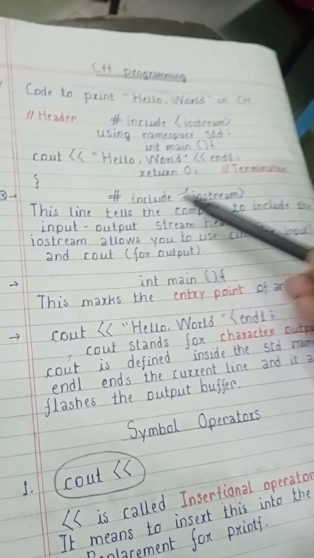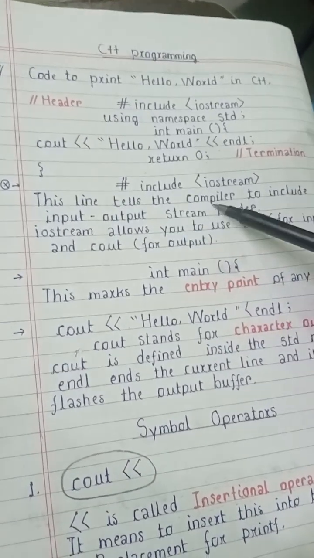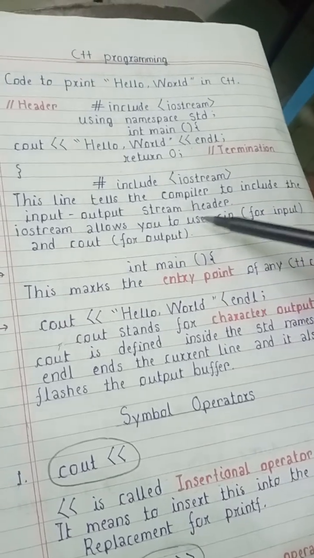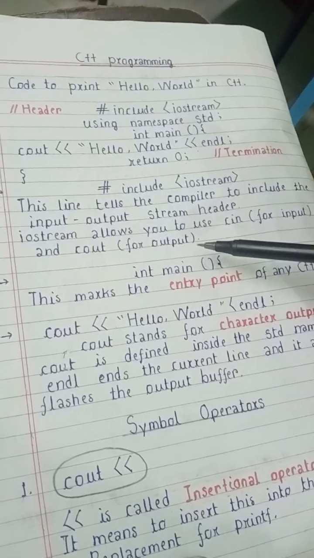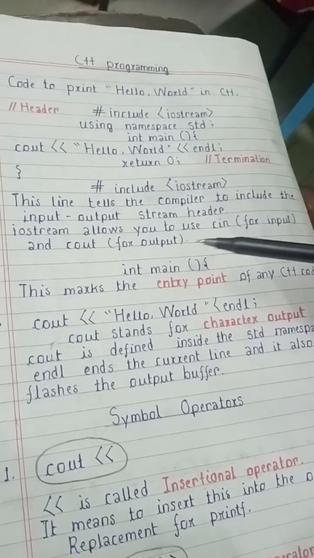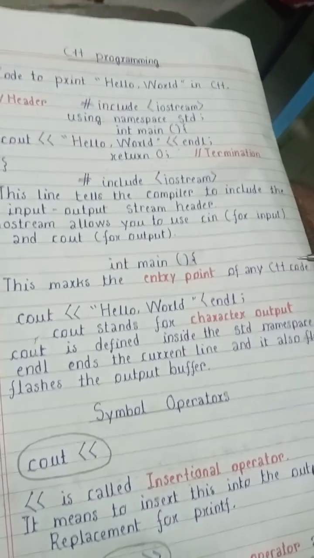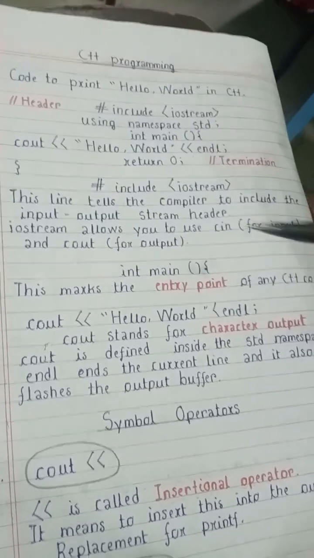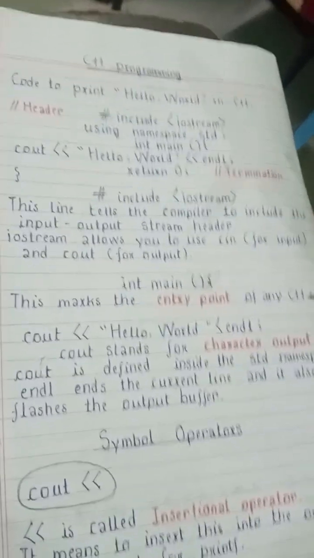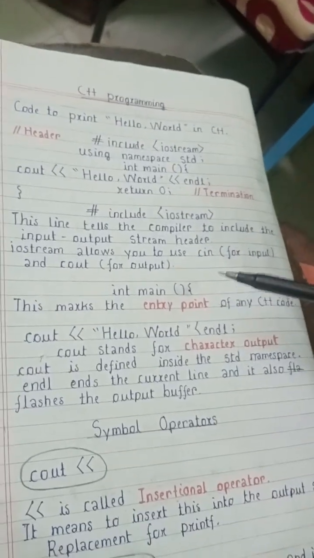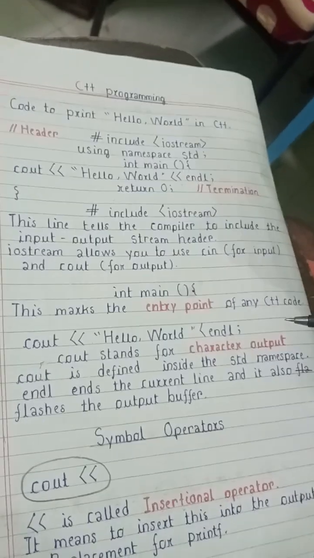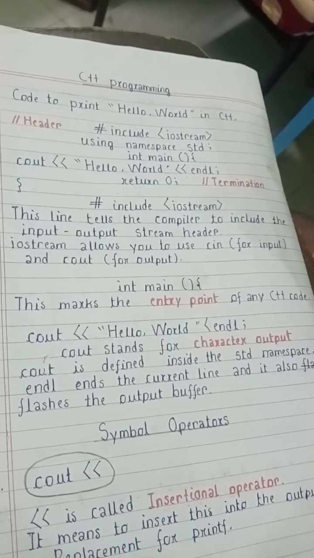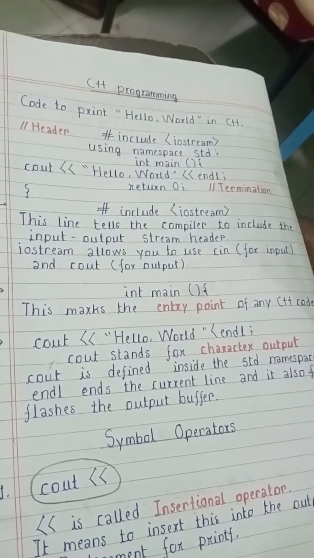Now take the notes. #include <iostream>: this line tells the compiler to include the input output stream header. The iostream allows you to use cin for input and cout for output. Now int main marks the entry point of any C++ code, and cout << Hello World << endl; cout stands for character output. Cout is defined inside the std namespace, and endl ends the current line and also flushes the output buffer.